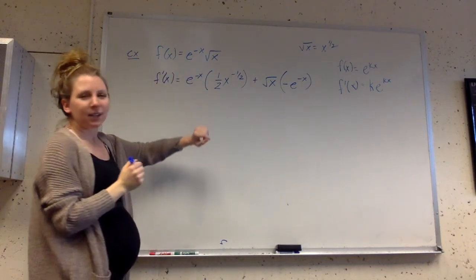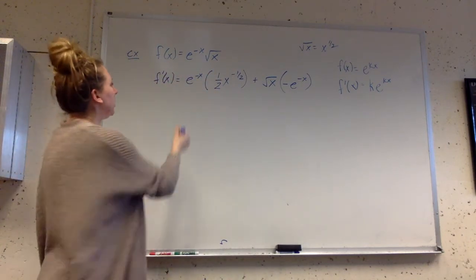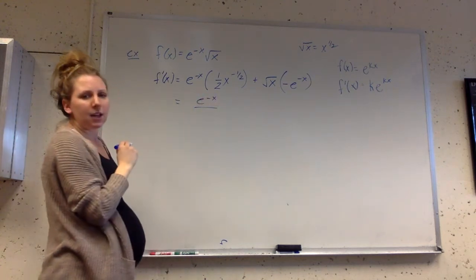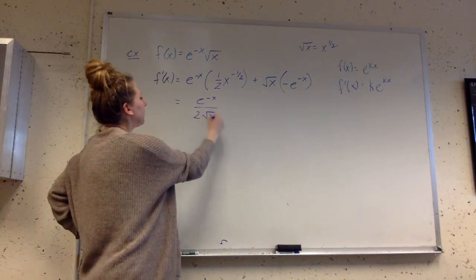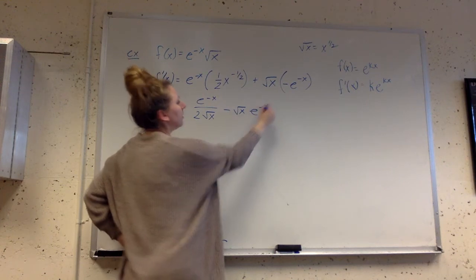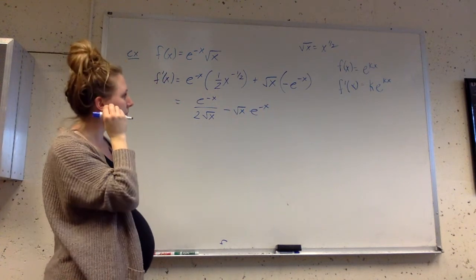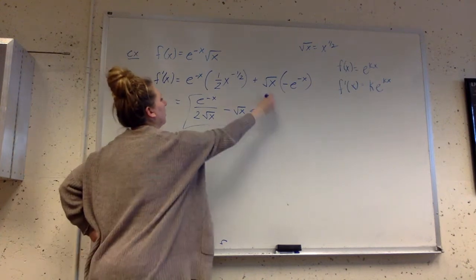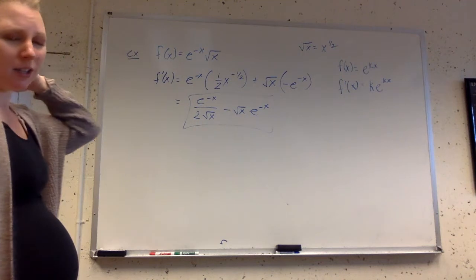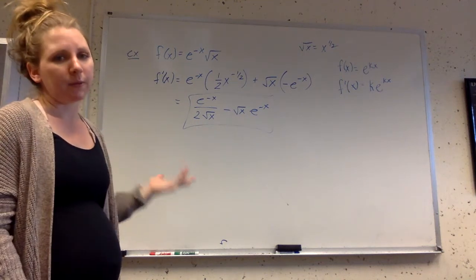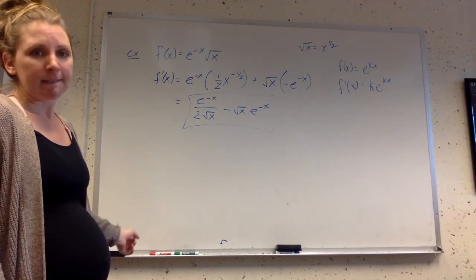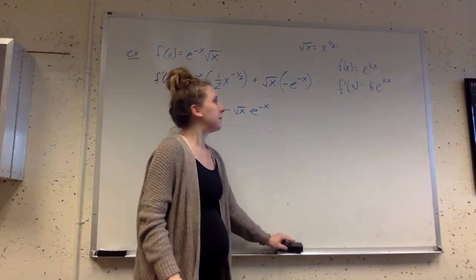And now it's just a matter of cleaning things up and making it look a little nicer. So we would have, let's see, e to the negative x over 2 root x minus root x times e to the negative x. And we could factor out an e to the negative x. We could leave it like that. It's a little debatable what's more simplified. Okay, but that's a problem where we use the product rule. Okay, let's do a quotient rule.